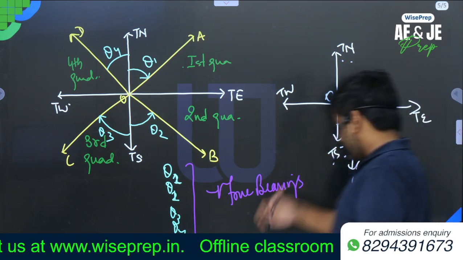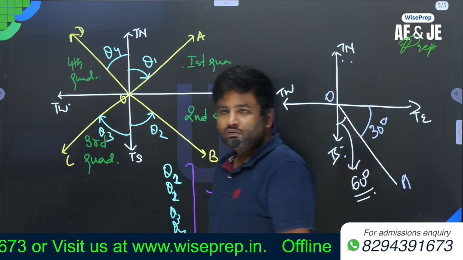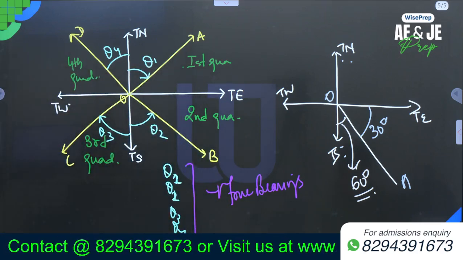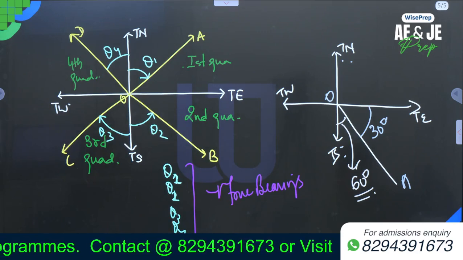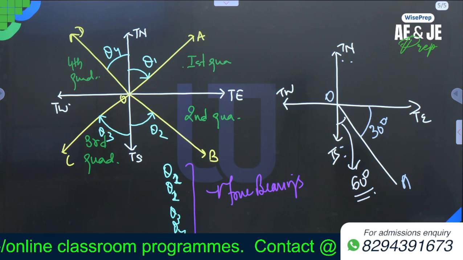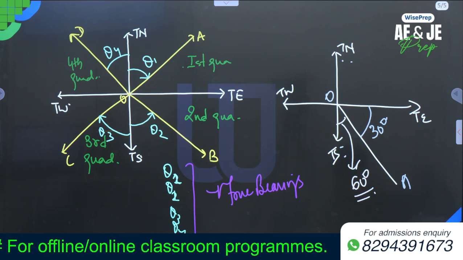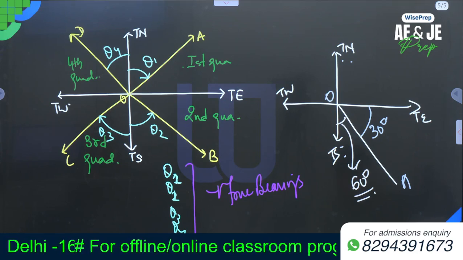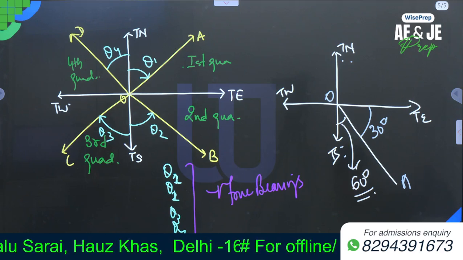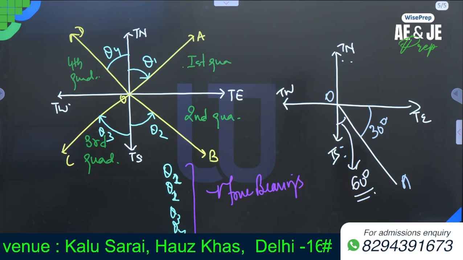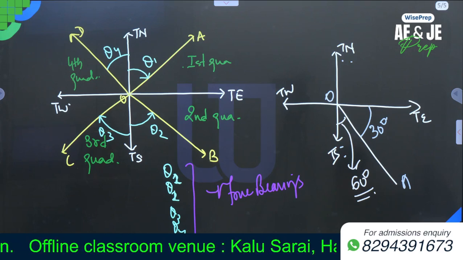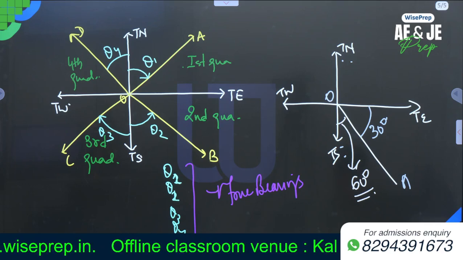So write down: the bearings measured with respect to the true meridian are called true bearings.